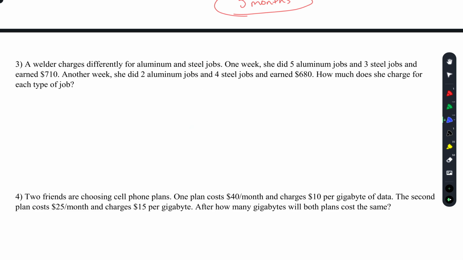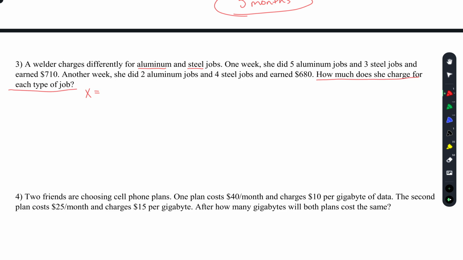We've got a welder who charges differently for aluminum and steel jobs. One week she did 5 aluminum jobs, 3 steel jobs, and earned $710. Another week she did 2 aluminum jobs and 4 steel jobs and earned $680. How much does she charge for each type of job? Okay, so the last sentence tells me my variables. So, what are the jobs again? So we've got aluminum and steel.